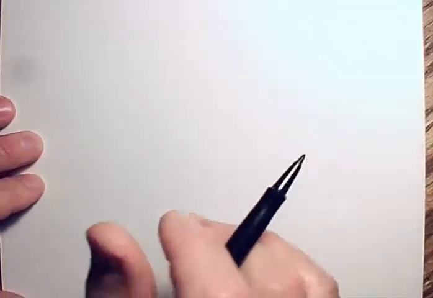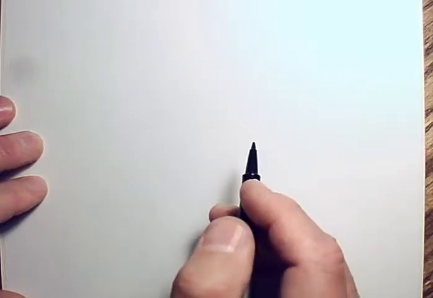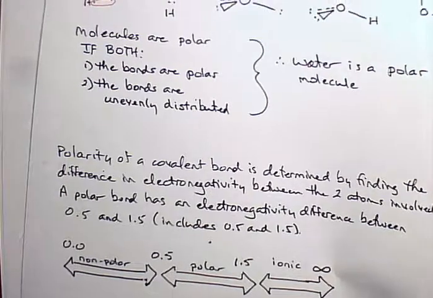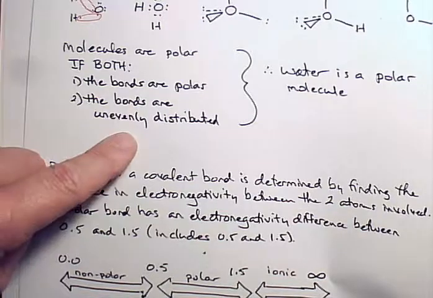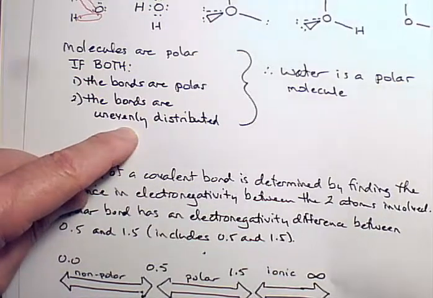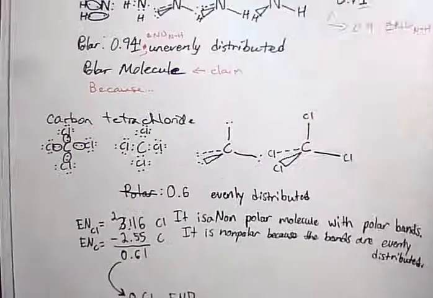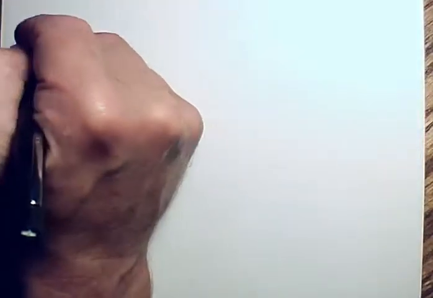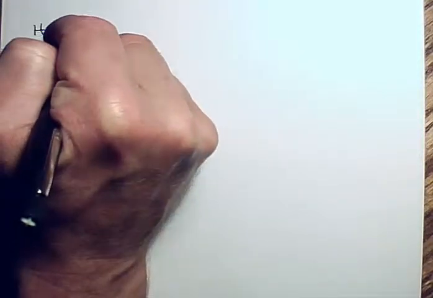So even if the bonds were polar, the molecule is non-polar, right? You have to meet both conditions. For a molecule to be polar, we said you have to have both conditions met: polar bonds and an unevenly distributed set of polar bonds. In this case, we only have one of those. If you don't have both, you don't have what you need.